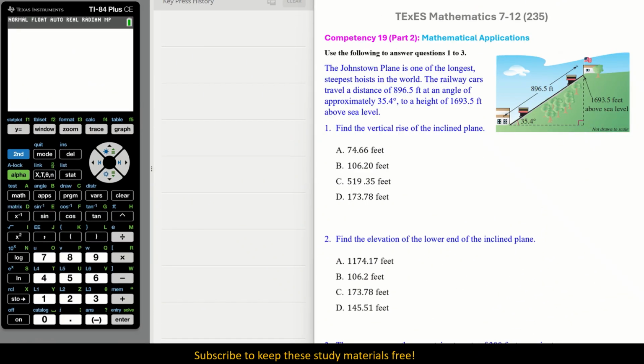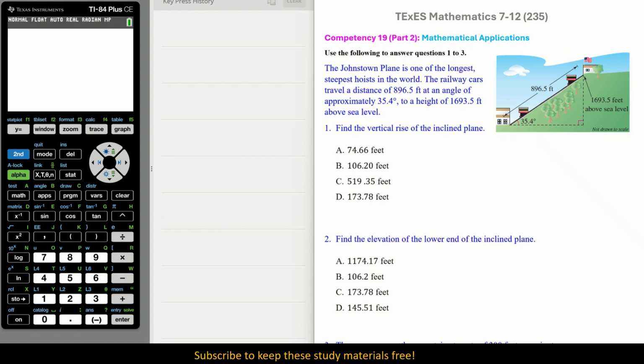Use the following to answer questions 1 to 3. The Johnstown Plain is one of the longest, steepest hoists in the world. The railway cars travel a distance of 896.5 feet at an angle of approximately 35.4 degrees to a height of 1,693 feet above sea level.